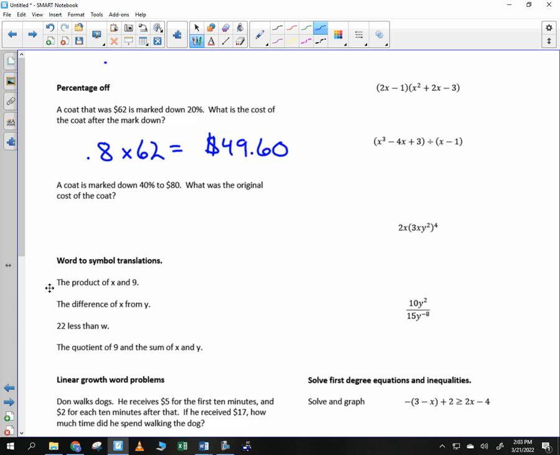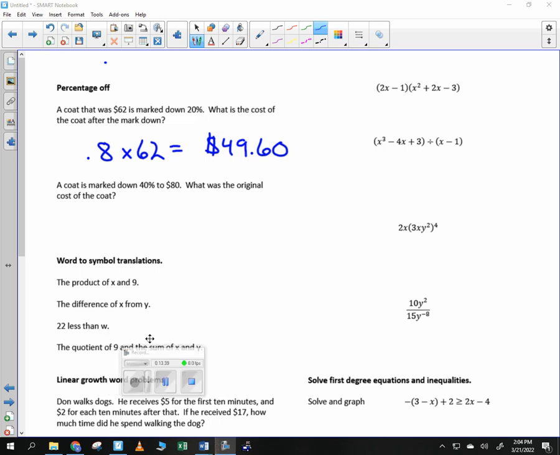Let's switch it. A coat is marked down 40% to $80. What was the original cost of the coat? You think about it for 45 seconds. See what you come up with. Go.